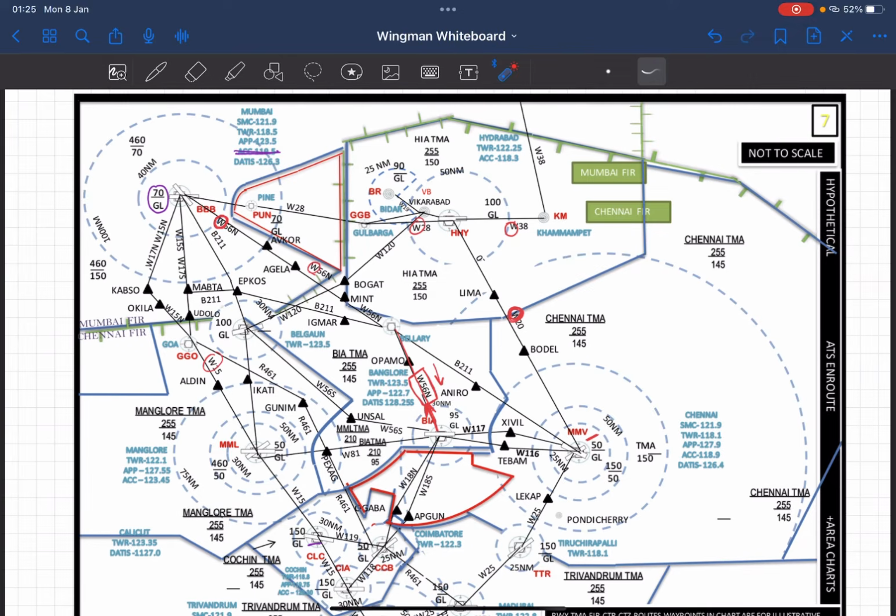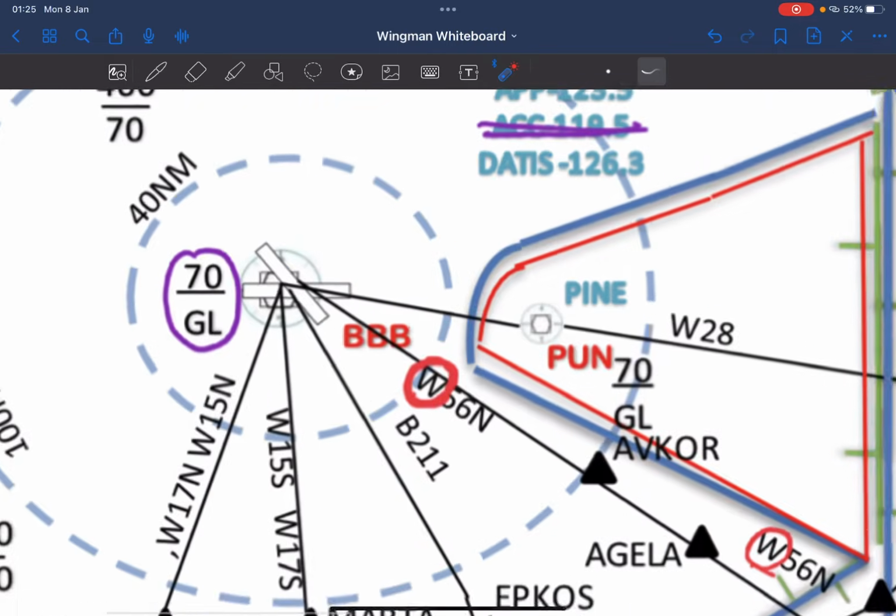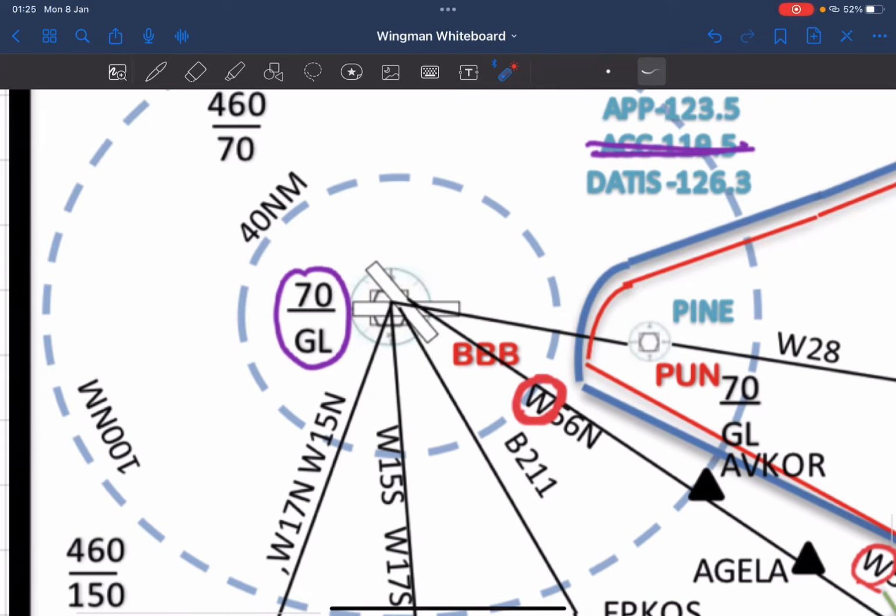So I'll explain everything that is there on a map and what you need to know. Firstly, you'll have a 3-letter code. This is your VOR identifier. These two represent your runways, fine? So this is your VOR identifier, which will be set as Bravo, Bravo, Bravo.